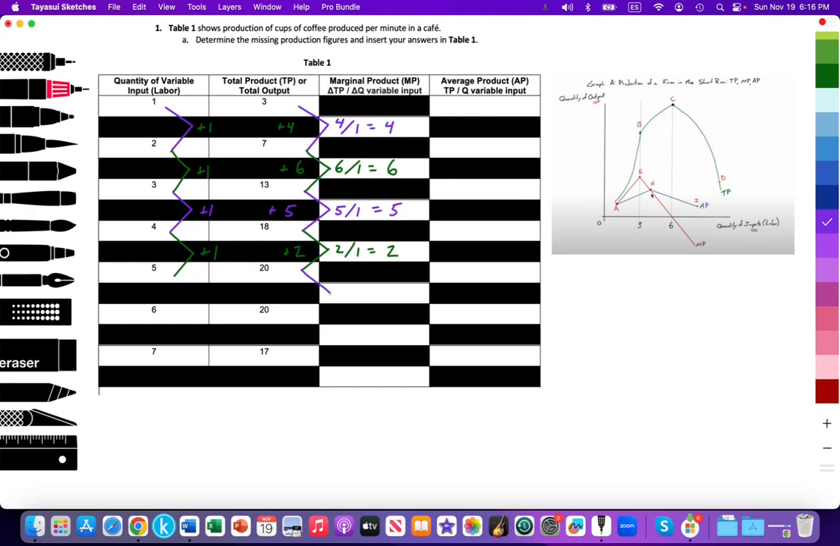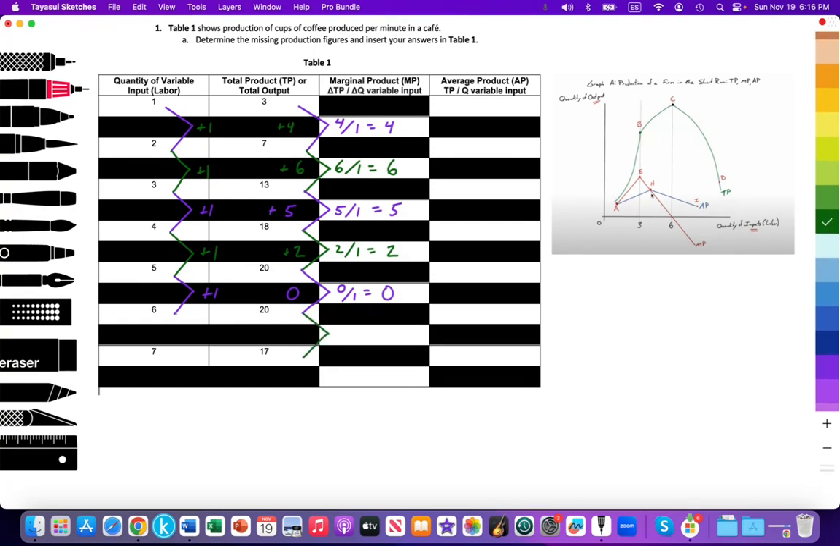Here we have the change from here to here, and the change from here to here. So we're adding 1 additional worker. Here we see that there is no change in the coffee production. So it's going to be 0 divided by 1, and that's going to equal 0. The marginal product is now 0. So we're at our highest point. Then we continue.